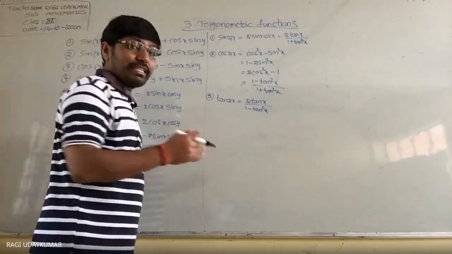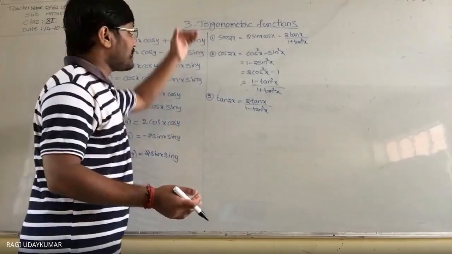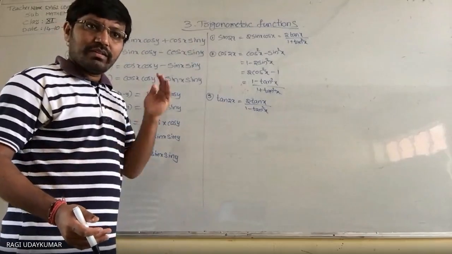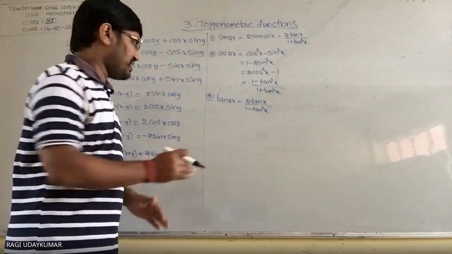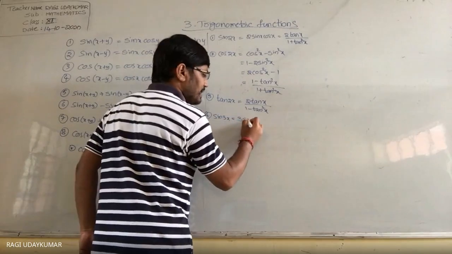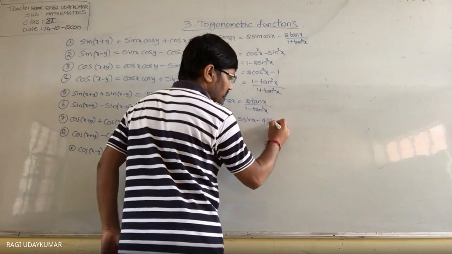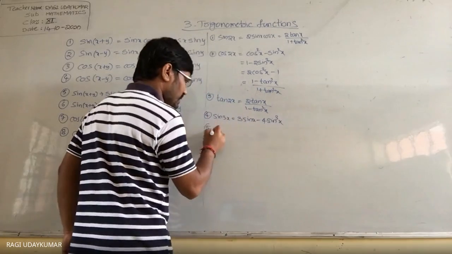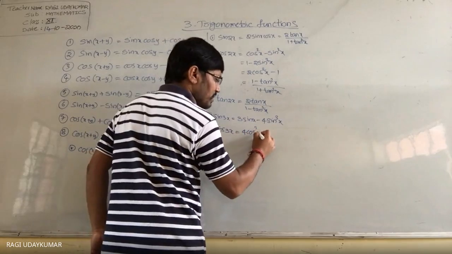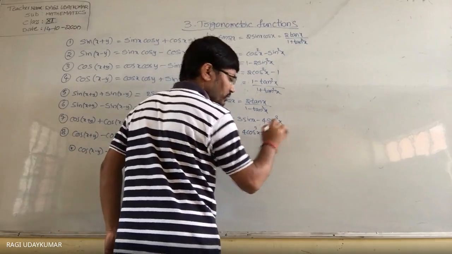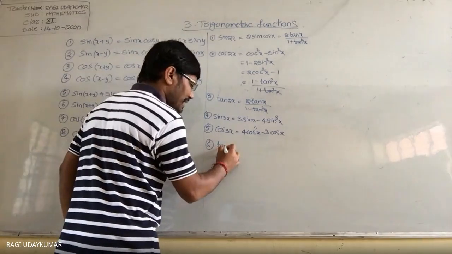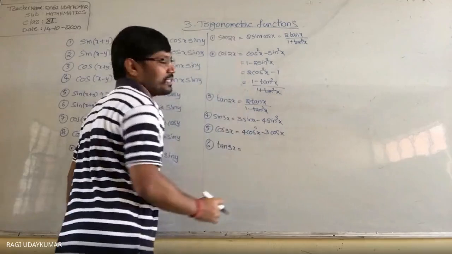Next, we also have multiple angles with 3x: sin, cos, and tan. In the same way, for 3x, the next one is sin 3x. Sin 3x is equal to 3 sin x minus 4 sin cube x. The fifth one is cos 3x, which is equal to 4 cos cube x minus 3 cos x.